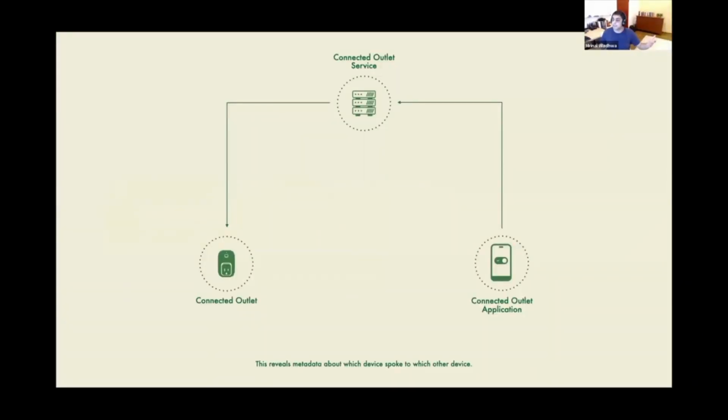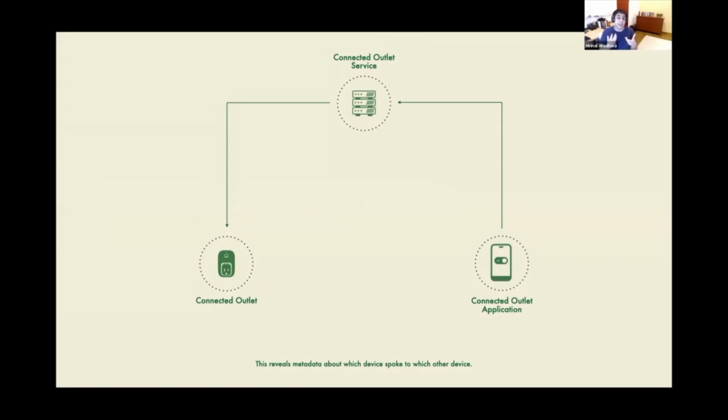Because what starts to happen is, in this example of a data flow, that connected outlet service, even when the channel is end-to-end encrypted, the connected outlet service still knows at what time my phone sent either on or off to my outlet, right? Because those are the only two possibilities in a connected outlet.